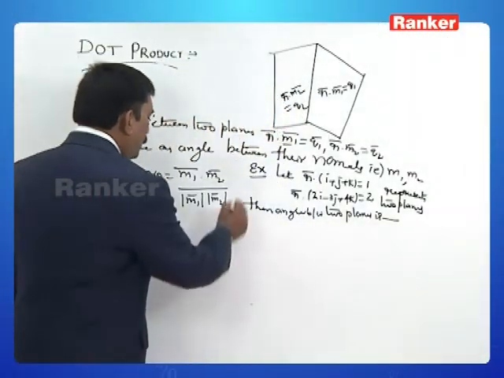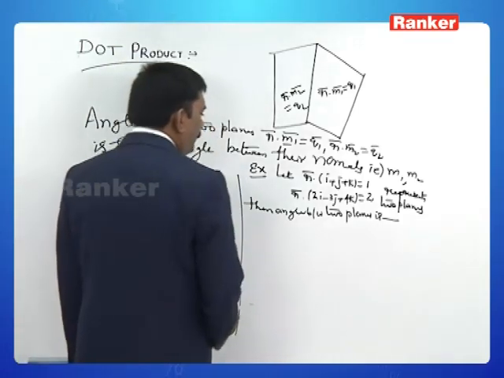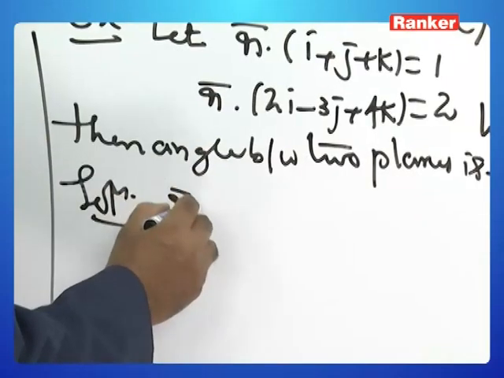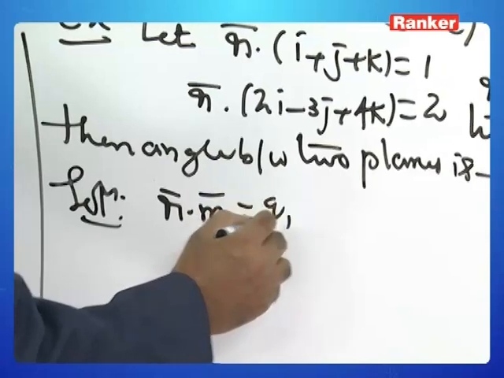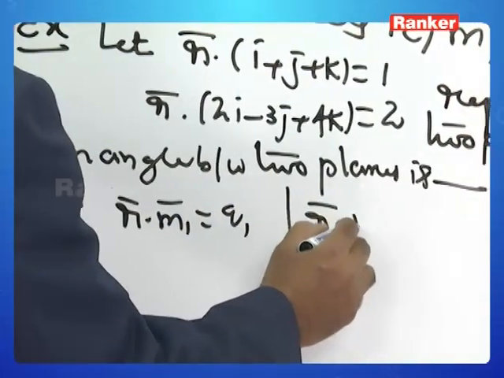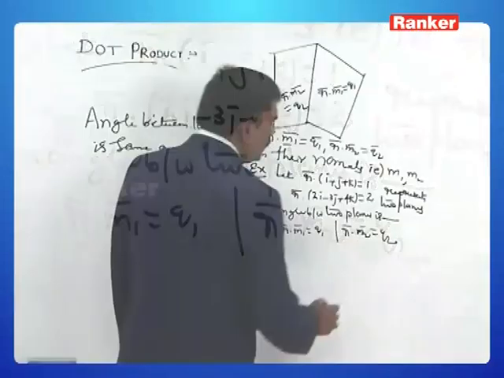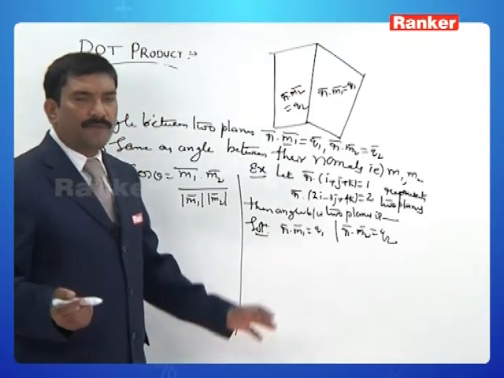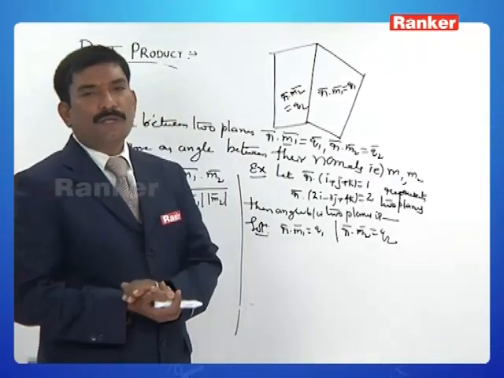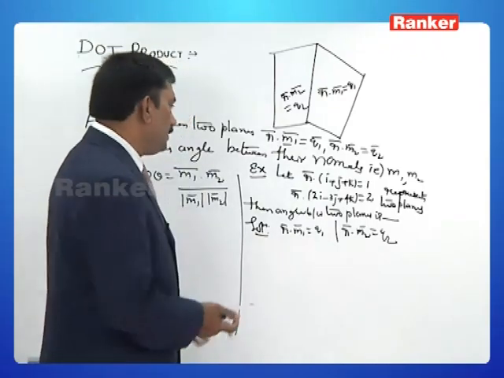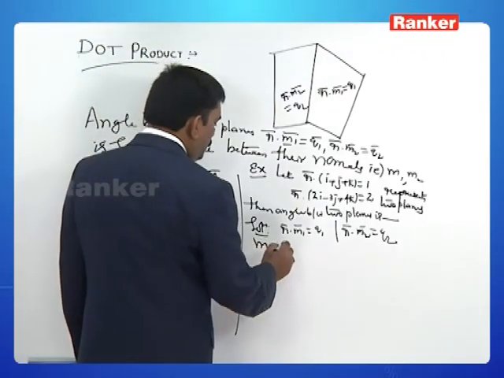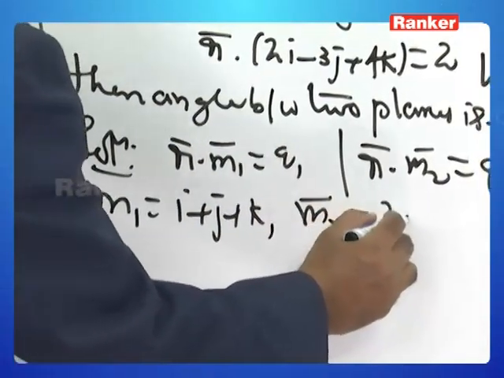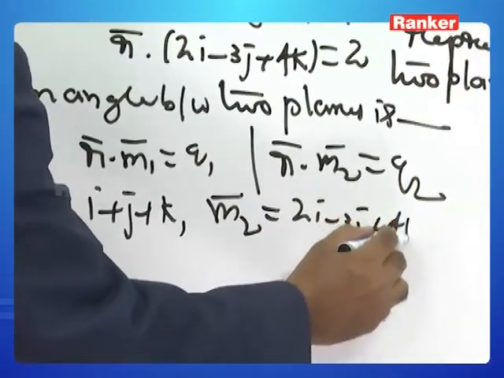dash. Now what I do is, he has given the solution of this one. It is given r bar dot m1 bar is equal to q1, so therefore r bar dot m2 bar is equal to q2. Given two planes are in this form, it is quite obvious q1 is equal to 1, q2 is equal to 2, m1 bar is equal to i plus j plus k, and m2 bar is equal to 2i minus 3j plus 4k.